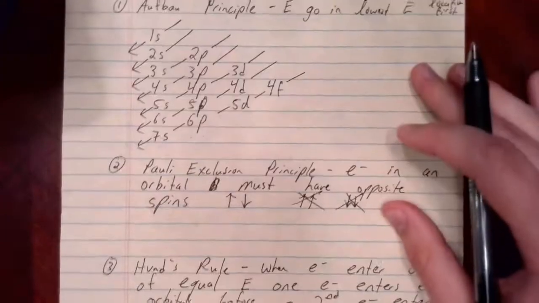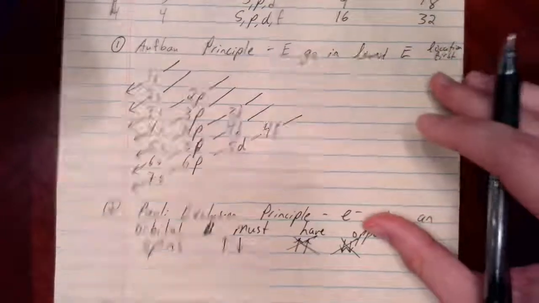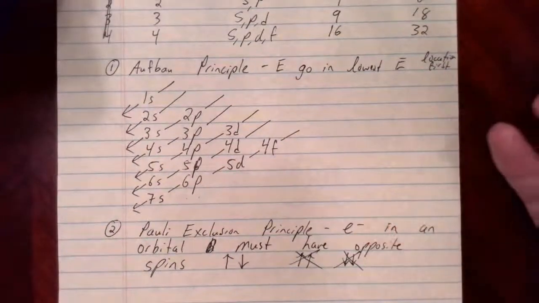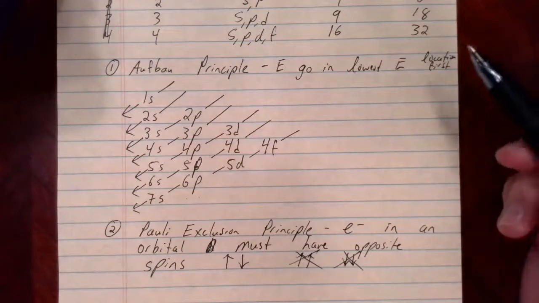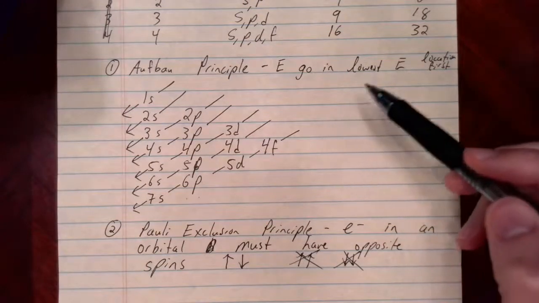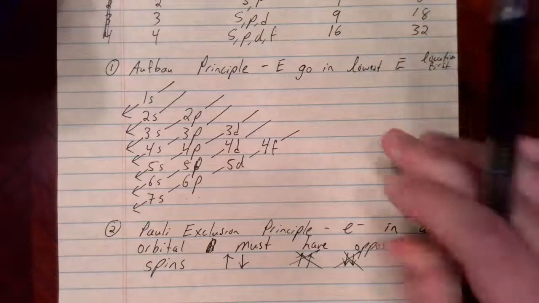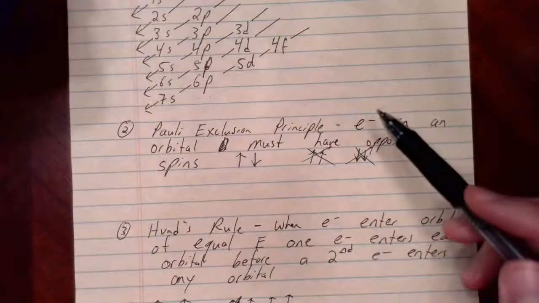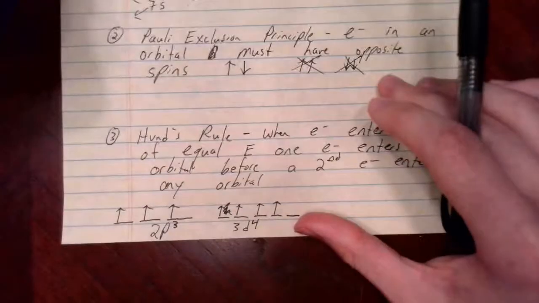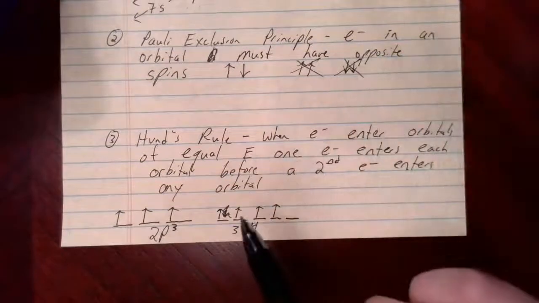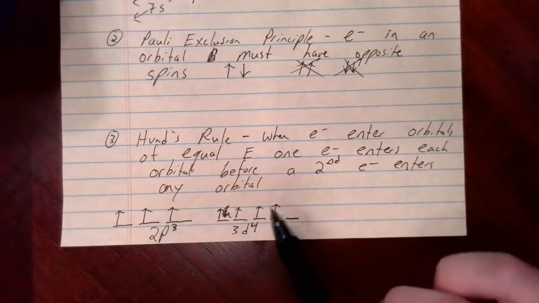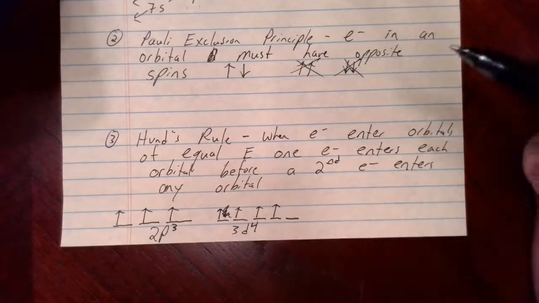Those are our 3 basic rules for writing electron configurations, or determining where electrons fall within an atom. First rule, electrons go in the lowest energy location first. Second rule, electrons in an orbital must have opposite spin. Third rule, one electron enters every orbital of equal energy before a second electron enters that orbital. Those are the basic rules.